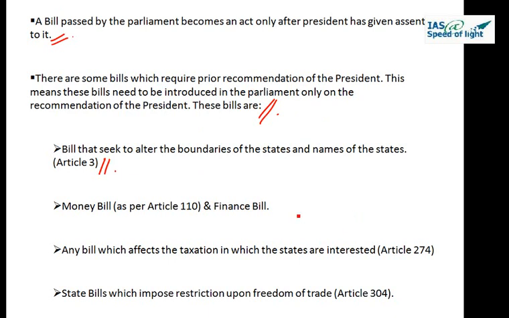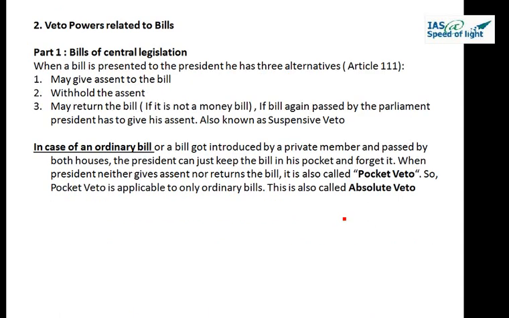The money bill as per Article number 110 and the financial bills can be introduced only after the recommendation of the President. Any bill which affects taxation in which states are interested, Article number 274. State bills which impose restrictions upon the freedom of trade, Article number 304. So in this we see mostly the things which are affecting the jurisdiction of the states. The recommendation of the President becomes important for those bills before the introduction into the Parliament.